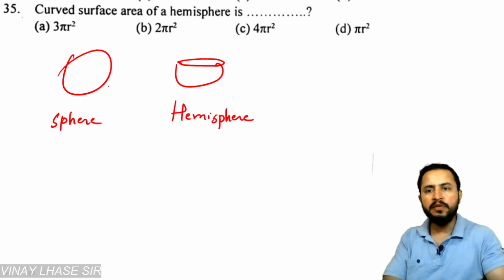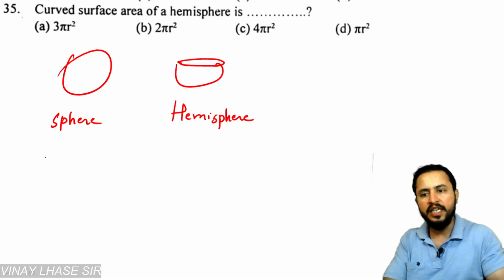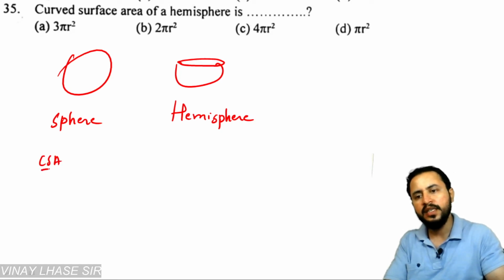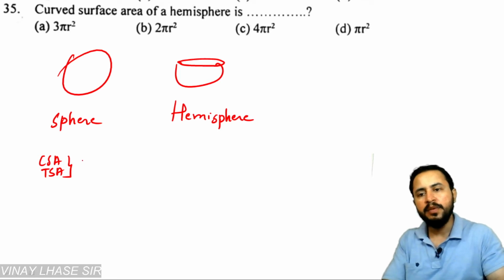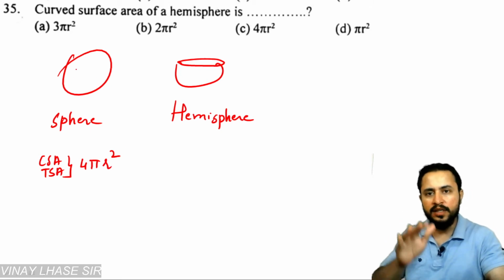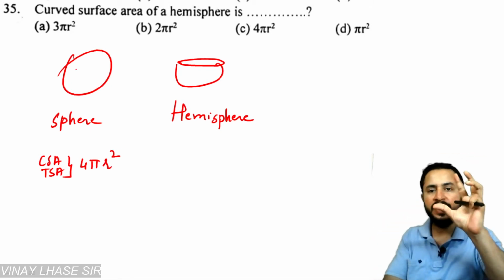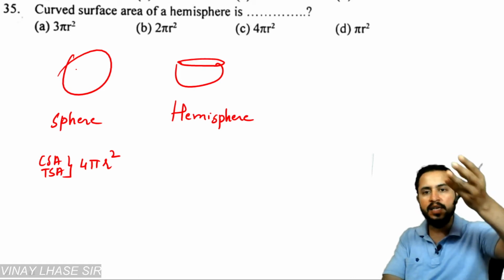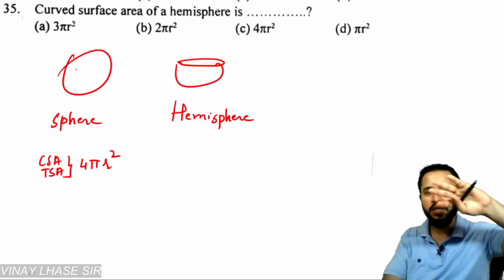Theek hai? So in the sphere, CSA as well as TSA, total surface area, both are same. Kitna hai? Is case mein hai ye 4 pi r square. While in hemisphere, what happens? The curved surface area means what? This outer part. For example, tennis ball will be there. That yellow color, that whatever velvet type of structure we put, that is basically curved surface area of that ball.